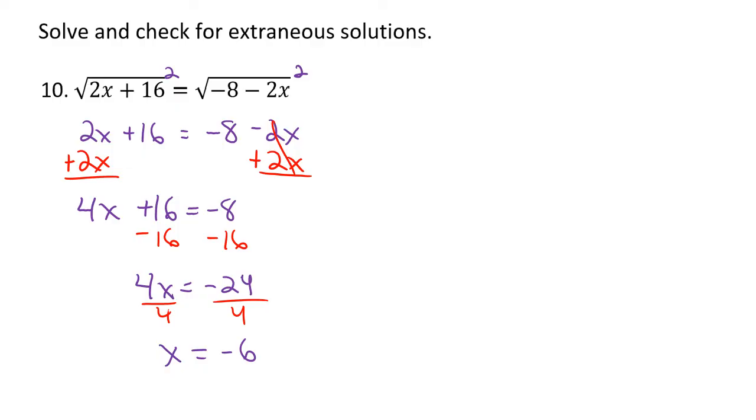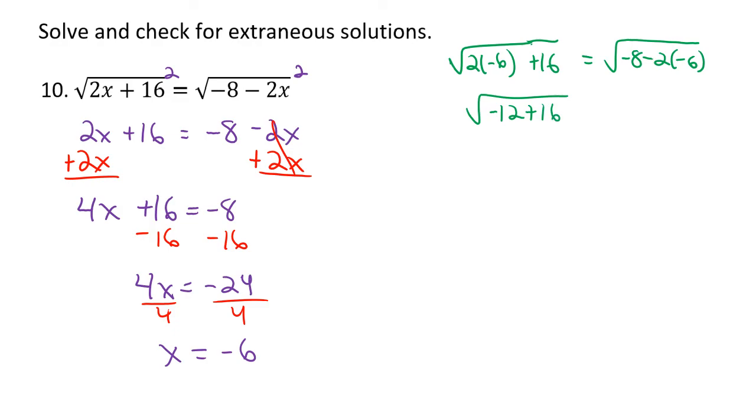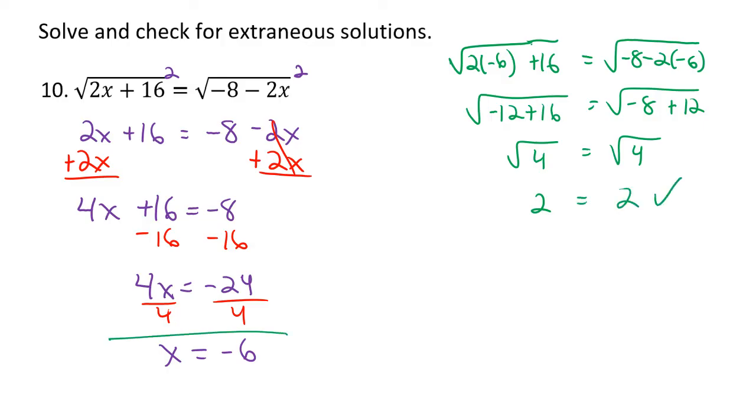Have to check to see if it's extraneous. Square root of 2 times negative 6 plus 16 equals square root of negative 8 minus 2 times negative 6. So here we're going to get negative 12 plus 16, that's square root 4, so that's a 2. On the other side, we will have negative 8 plus 12, that is square root 4, that is also 2. So it's the same on both sides, so we have ourselves a solution.